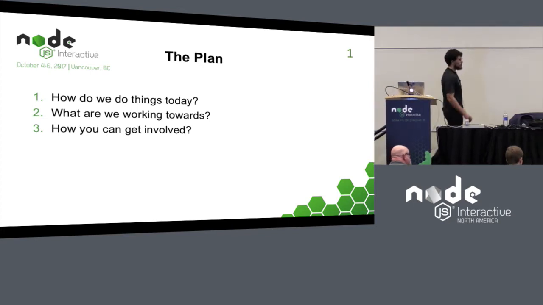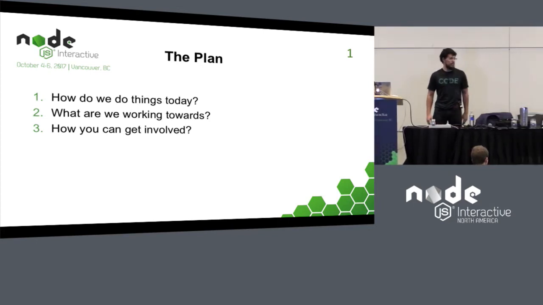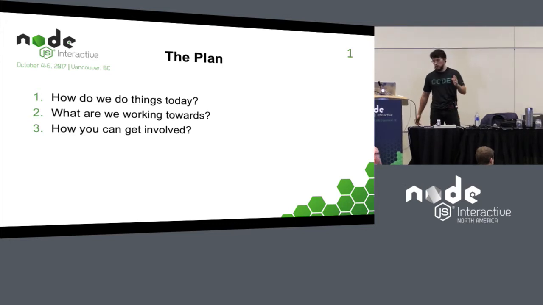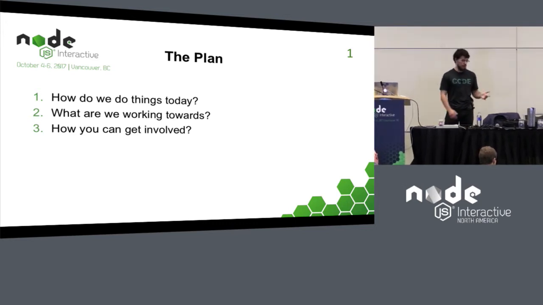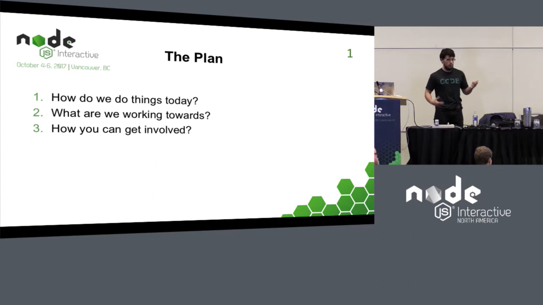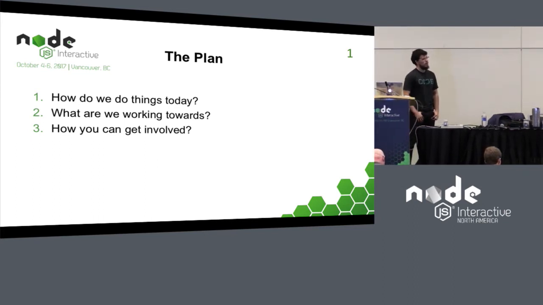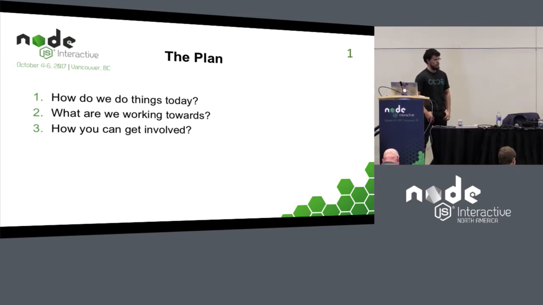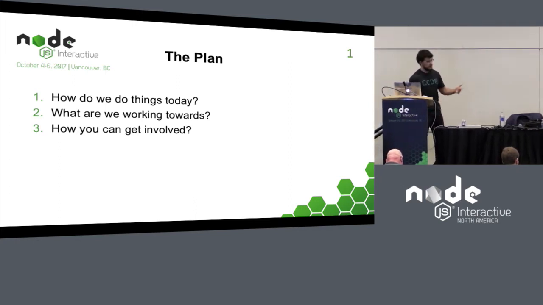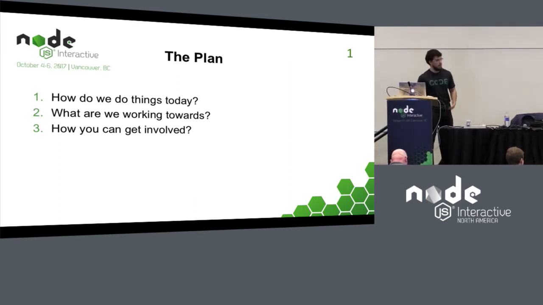So, the talk is split into 3 easy to digest sections. First one, the road so far, like what we do today and how we got here. The second one is where we're going, so all the cool things that we'd like to be able to do. And the last is how you can get involved.